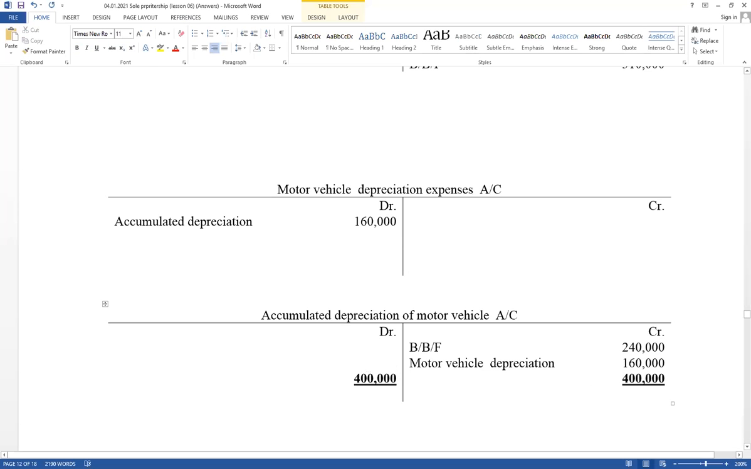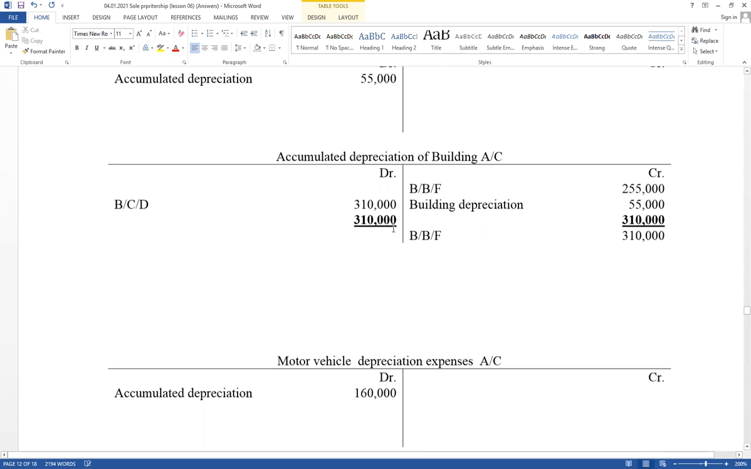Therefore, the difference value of 400,000 is balance carried down from the debit side, and then balance brought forward on the credit side. This value should be included under non-current assets as accumulated depreciation closing balance. Annual depreciation should be included under distribution expense.